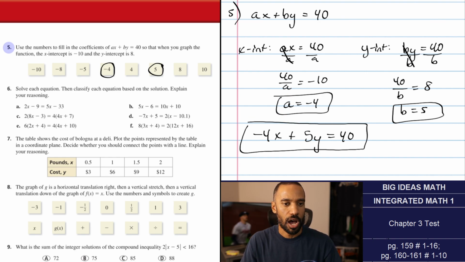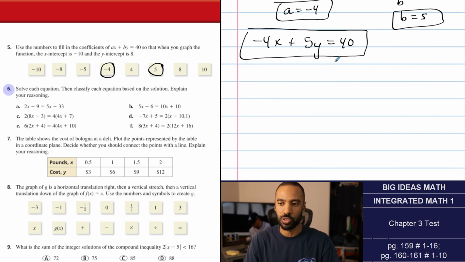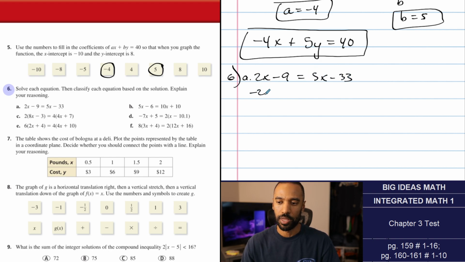Okay, number 6, solve each equation, then classify each equation based on the solution. Explain your reasoning. I guess by classify, is it one solution, no solution, infinite number of solutions for these? This will be a chapter 1 thing. I'm going to do these equations pretty quickly. These have been here for a while now, or what we've been doing with them.